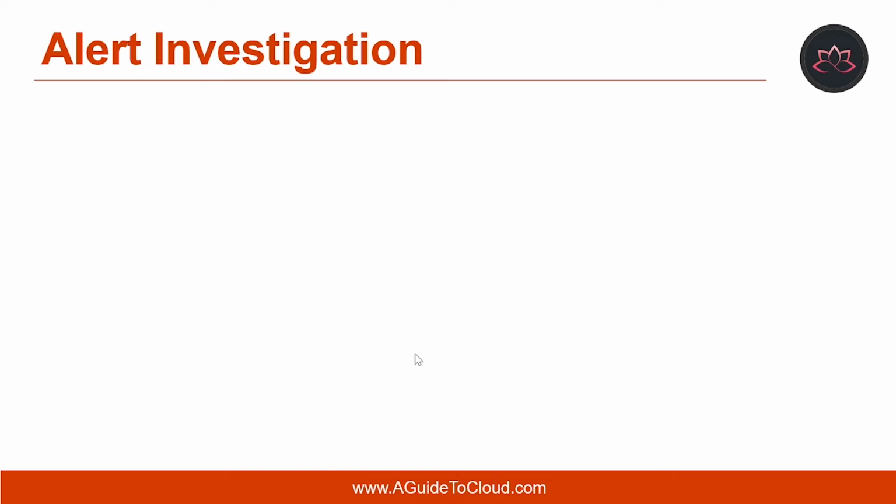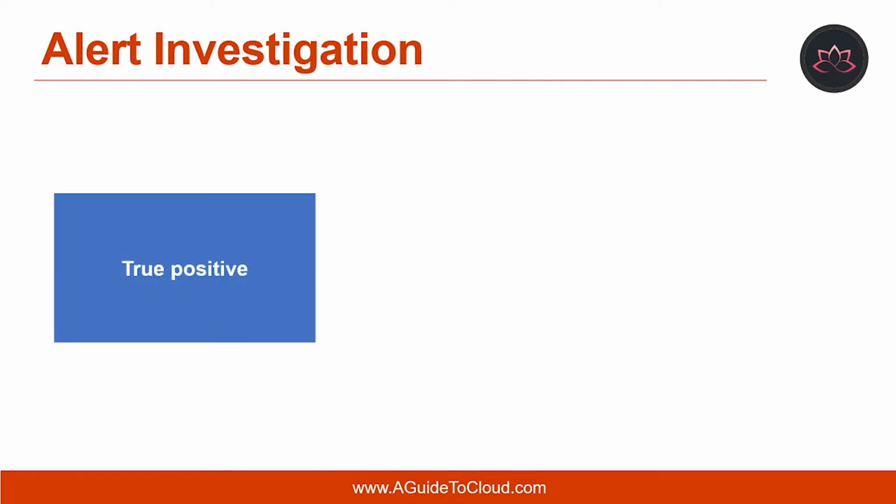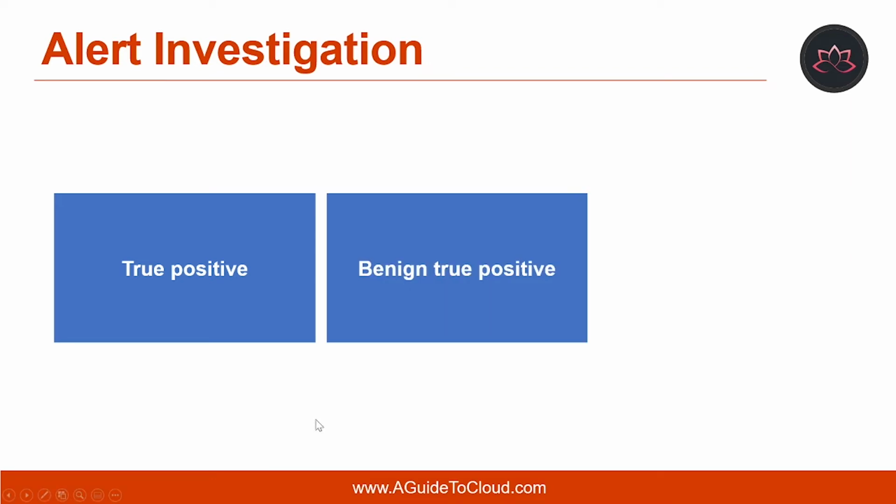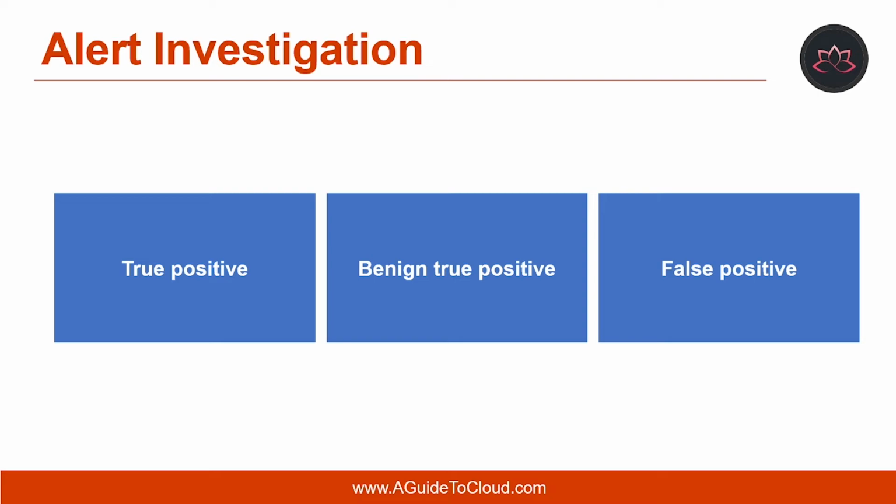Let's look at alert investigation. Following proper investigation, all Azure ATP alerts can be classified as either a true positive, which is a malicious action detected by Azure ATP; a benign true positive, an action detected by Azure ATP that is real but not malicious, such as a penetration test; or a false positive, a false alarm, meaning the activity didn't happen.